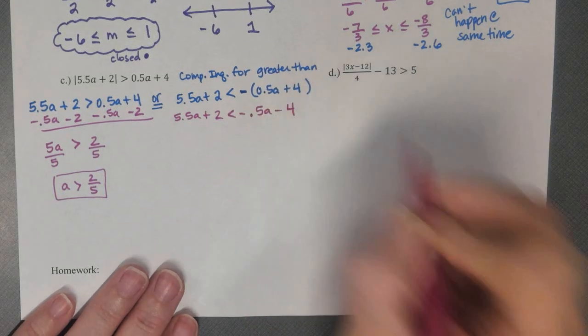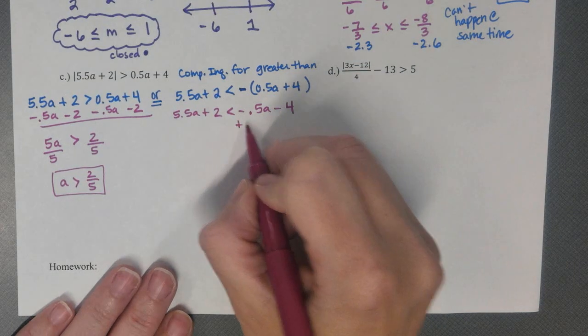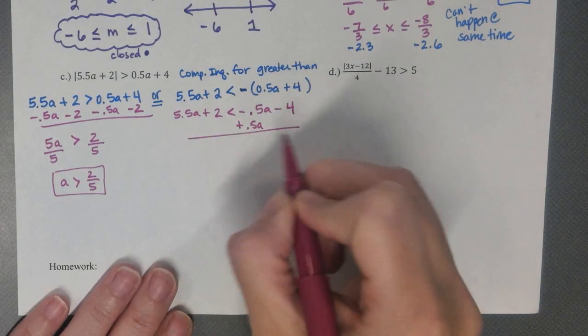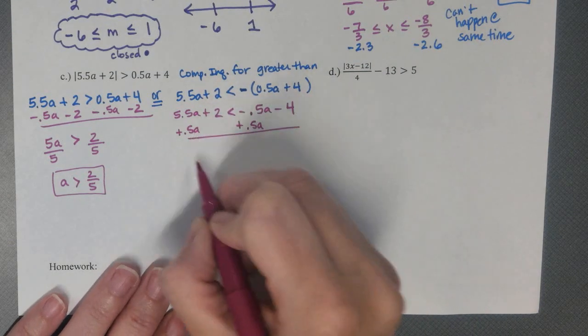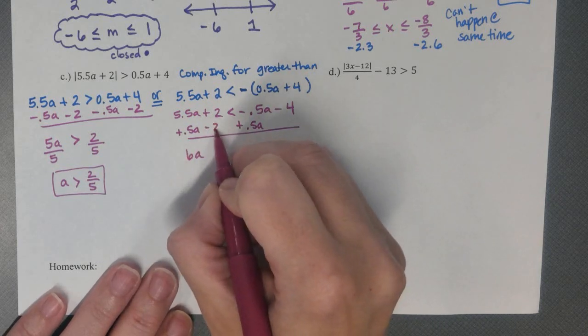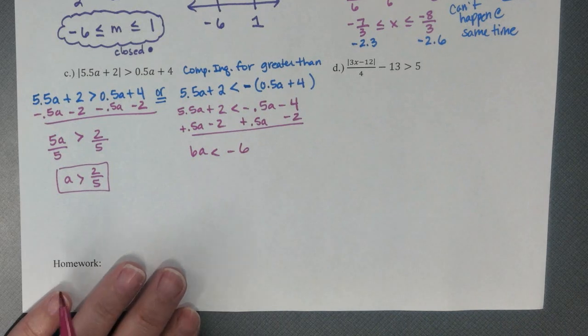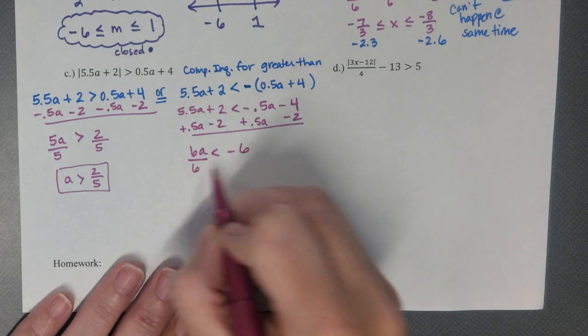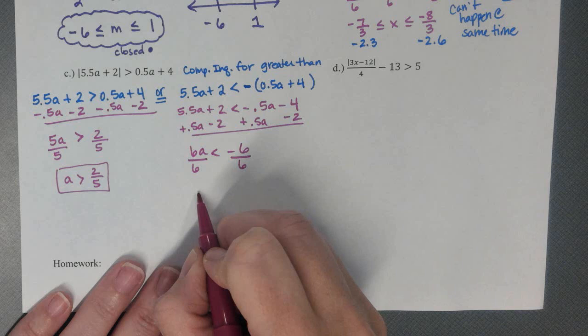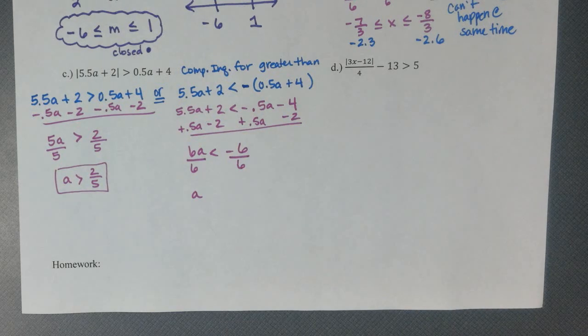And then I'm going to distribute the negative. So now I'm adding a half to both sides. So I have 6A is less than -6. Divide both sides by what's in front of A. Now, do we have to switch the sign here?